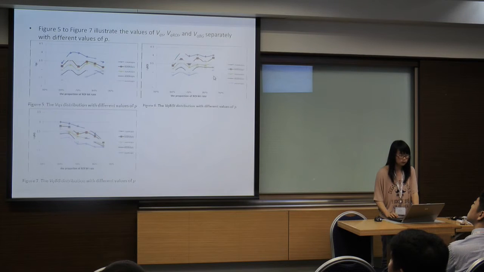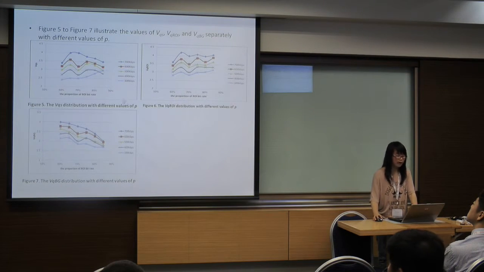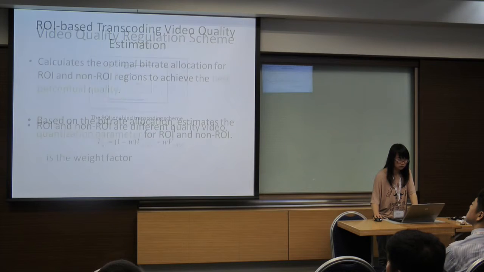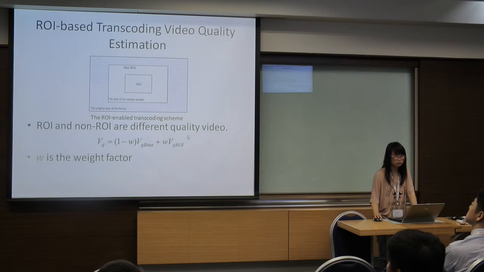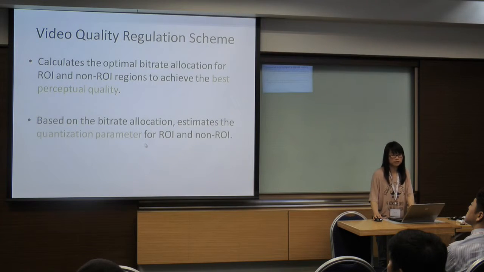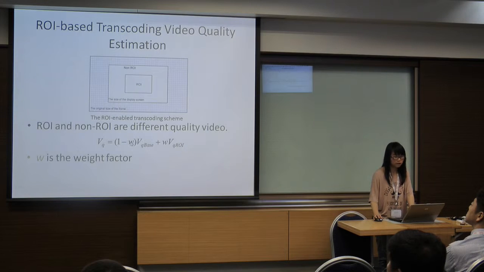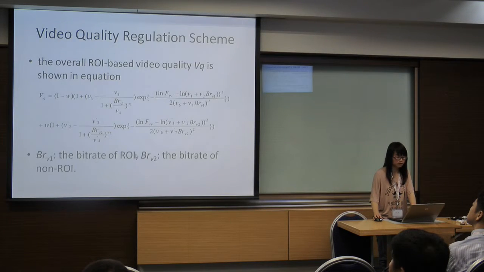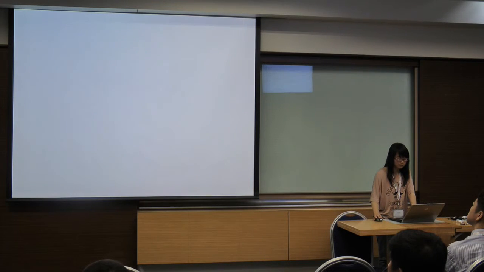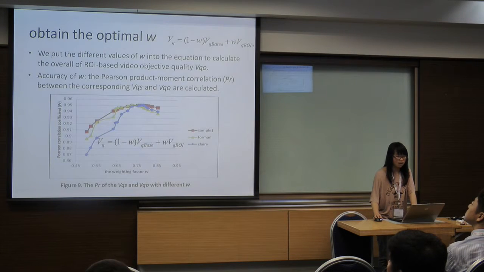Very good. So with different values of P, we can get different values of W from the video subjective quality. And once we have the W, we can calculate the overall video quality. The quality is the objective one, right? So we get different values of W, and then we put the value of W in here, and then we calculate the objective video quality. We use the Pearson coefficient to get the optimal W.